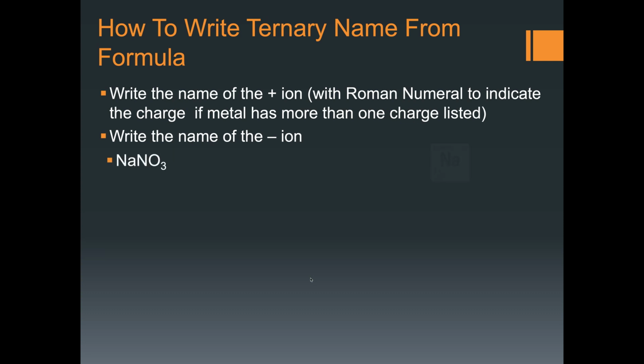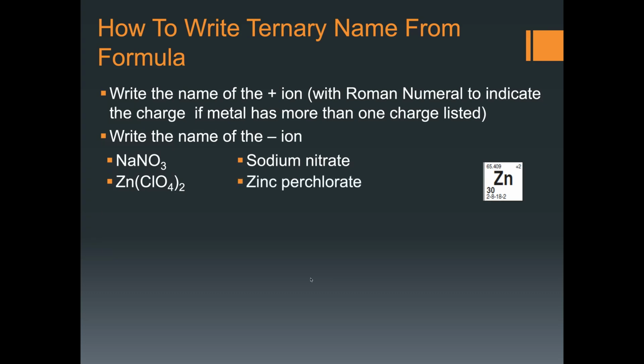So, NaNO3, Na has only one charge, so no Roman numeral is needed. Sodium nitrate. Easy peasy. ZnClO4, zinc has only one charge, so no Roman numeral is needed, and ClO4 is the perchlorate ion.